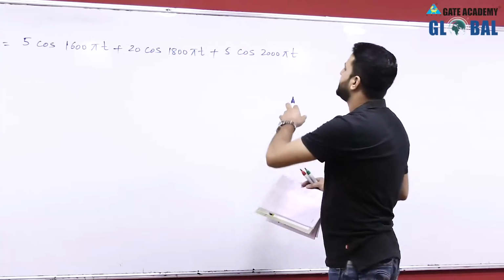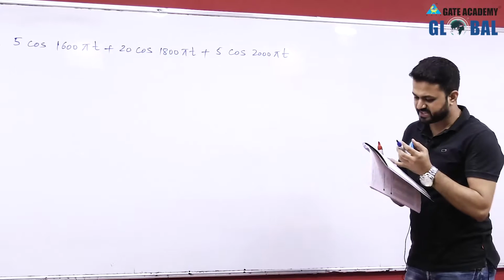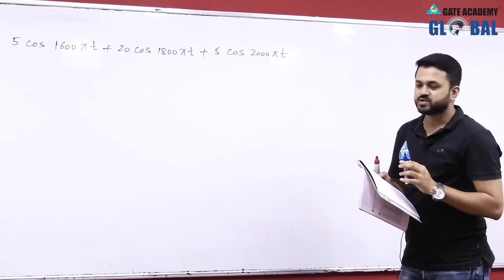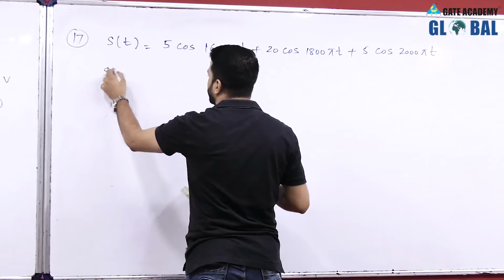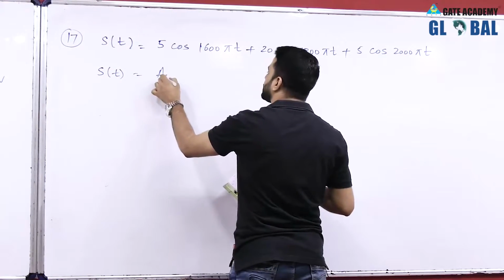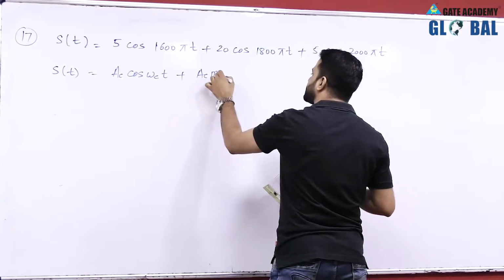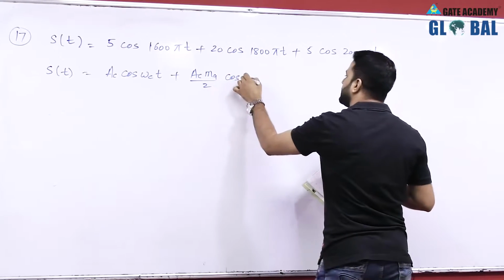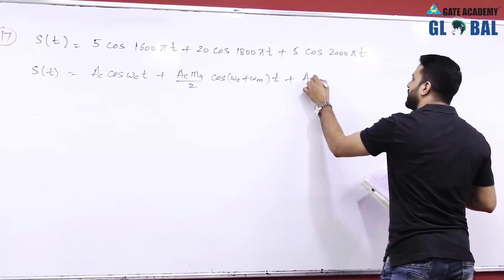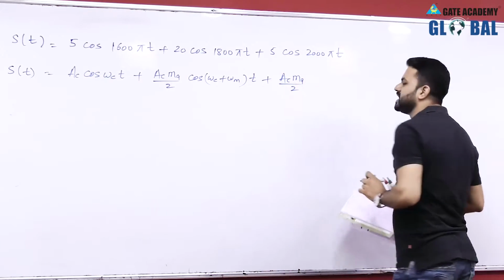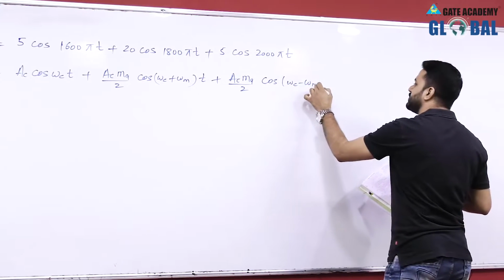So this is the expression of AM in cosine form, that is sinusoidal modulation. For sinusoidal modulation we have already derived the expression and we have used it before also. So this is AC cos omega ct, which is the carrier component, and AC MA by 2, which is the upper sideband amplitude, omega c plus omega mt, and AC MA by 2, which is also the amplitude of the lower sideband, omega c minus omega mt.